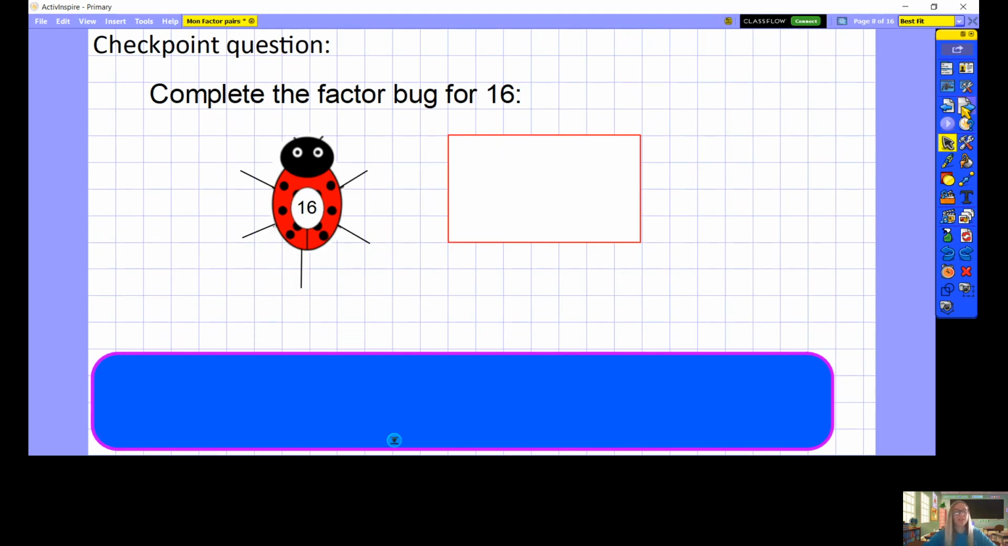Your checkpoint question then is, can you complete the factor bug for 16? So what are all the factors of 16? Have a go now at completing the factor bug for 16. Pause the video.